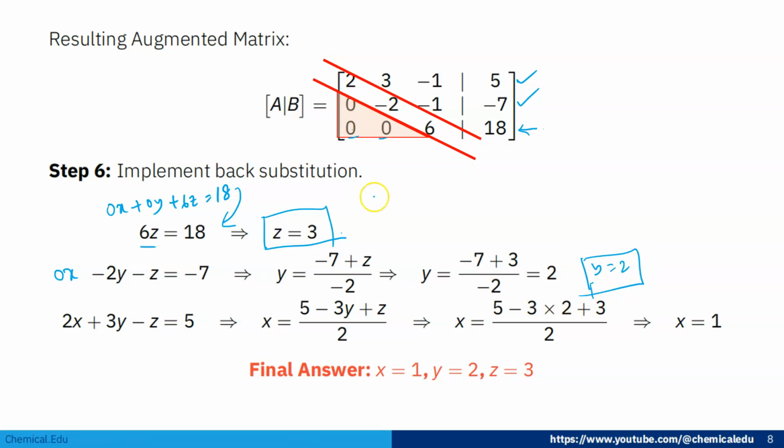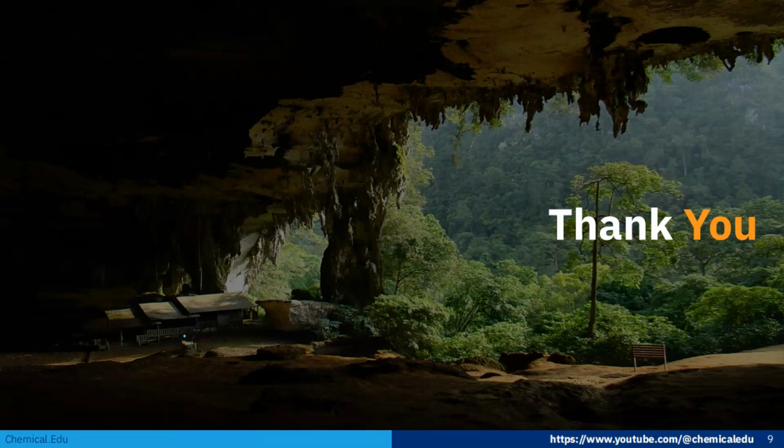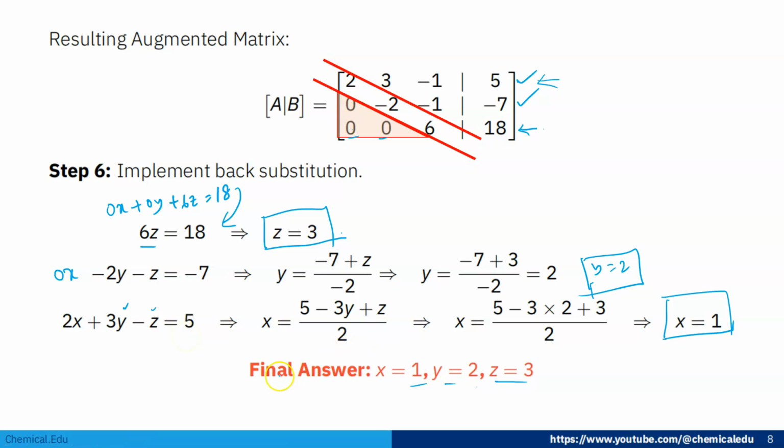And the first row is 2x plus 3y minus z is equal to 5. We know the y value and z value, we plug them in, and we get x is equal to 1. So from that we get the solution of the simultaneous equations. Final answer: x is equal to 1, y is equal to 2, and z is equal to 3. Now if you put that in the first equation, 2 into 1 is 2, plus 3 into 2 is 6, 6 plus 2 is 8, minus z, z is equal to 3, so we get 5. So ultimately our answer is correct.